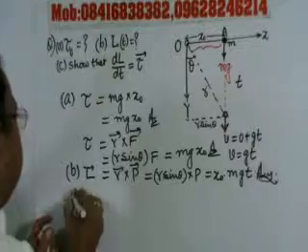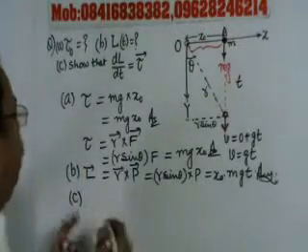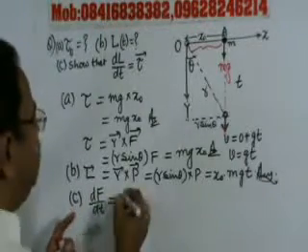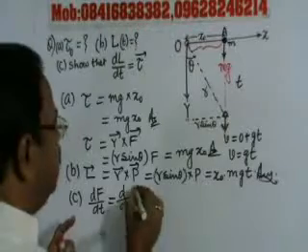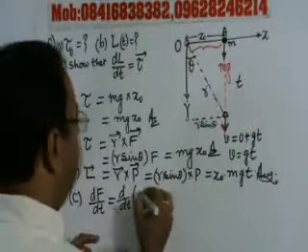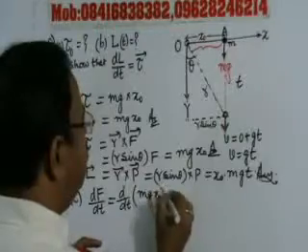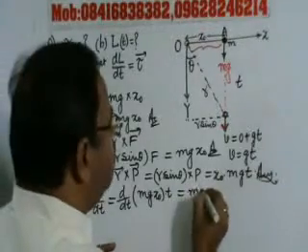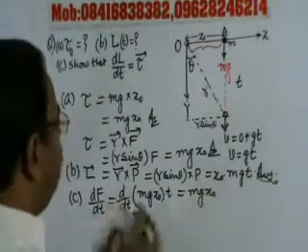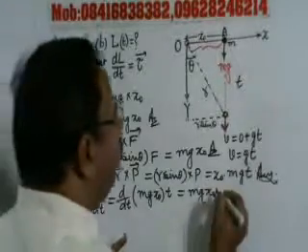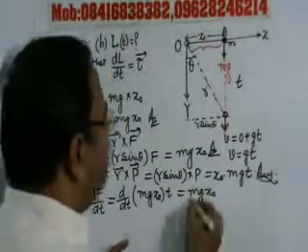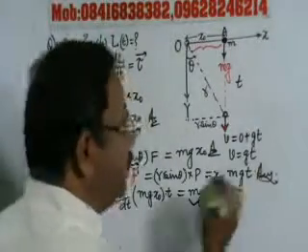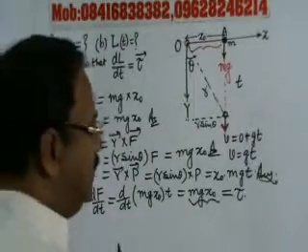Now part C, we will find dL by dt. So dL by dt will be equal to d by dt of mg x naught into t. This mg x naught is the constant part, so it will come out, and d by dt of t is equal to 1. So this will be mg x naught, and from here tau is equal to mg x naught, so this is equal to tau. So this will yield the correct result.